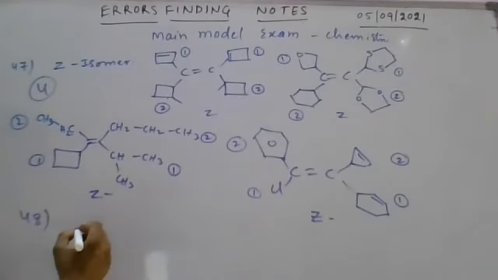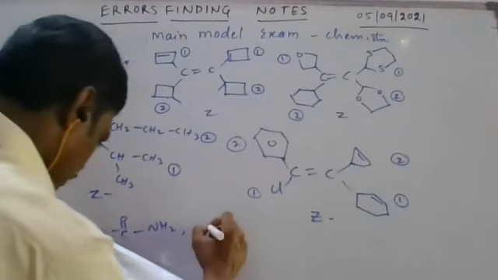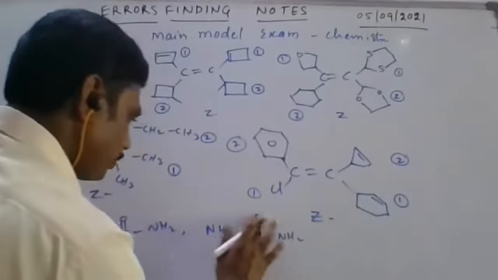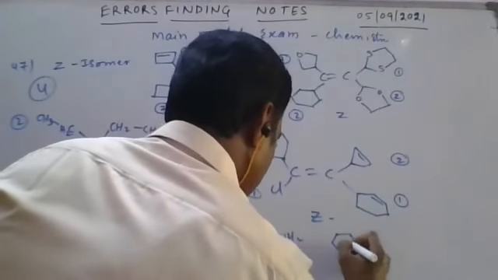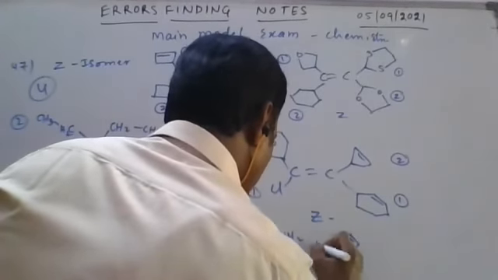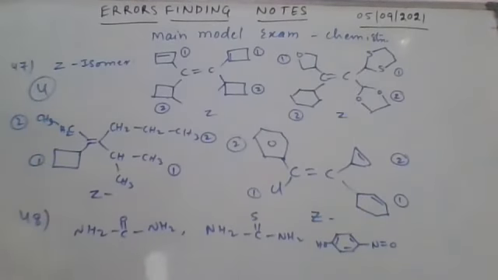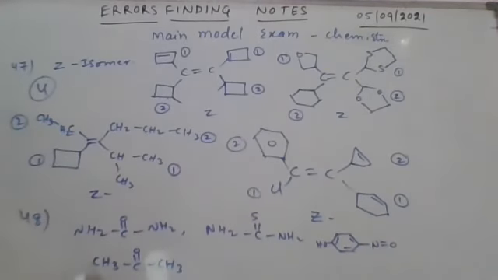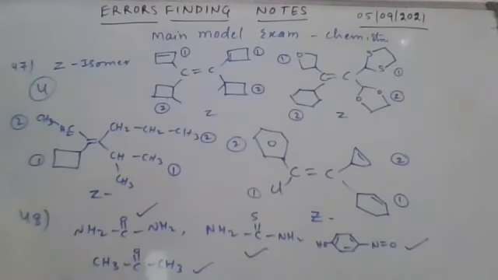Question number 48. Here NH2 C double bond O, NH2; NH2 C double bond S, NH2; a benzene ring with OH and NO; then acetone, CH3 C double bond O, CH3. Let us check the conditions. Here all the molecules exhibit tautomerism.